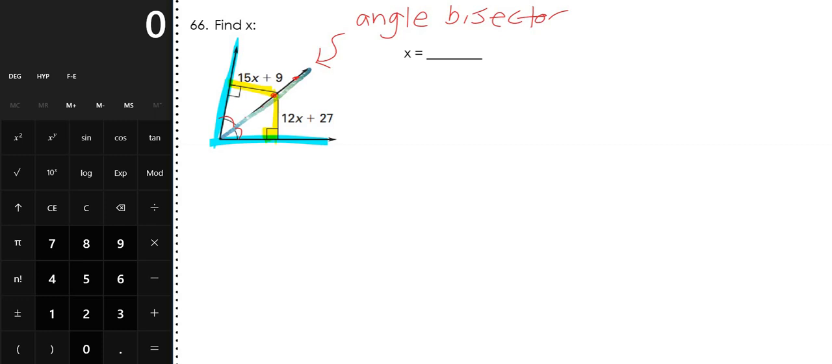Those two distances, according to the angle bisector theorem, are going to be congruent. So any point along this ray, it could have been here, it could have been here, literally anywhere along this ray is going to be equidistant to both sides of the angle. So I'm going to put a tick mark here and a tick mark on the other distance to show they're equal. And now I'm going to go ahead and set them equal to each other.